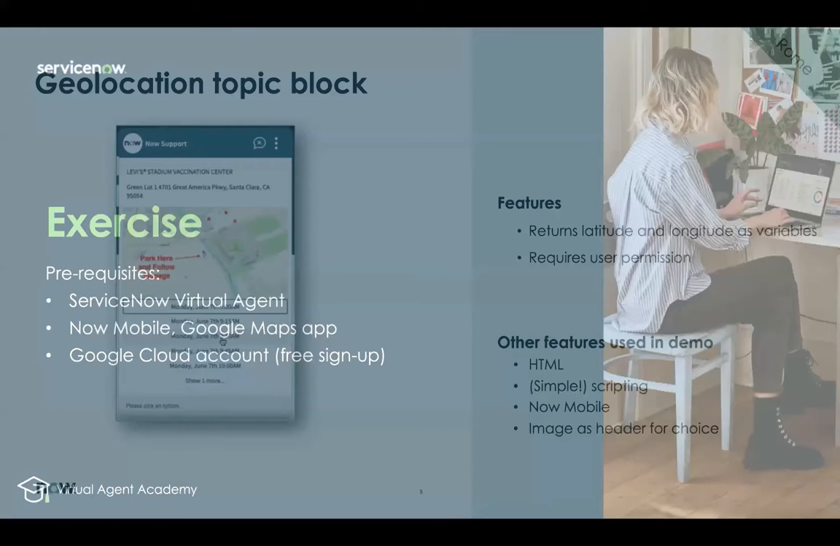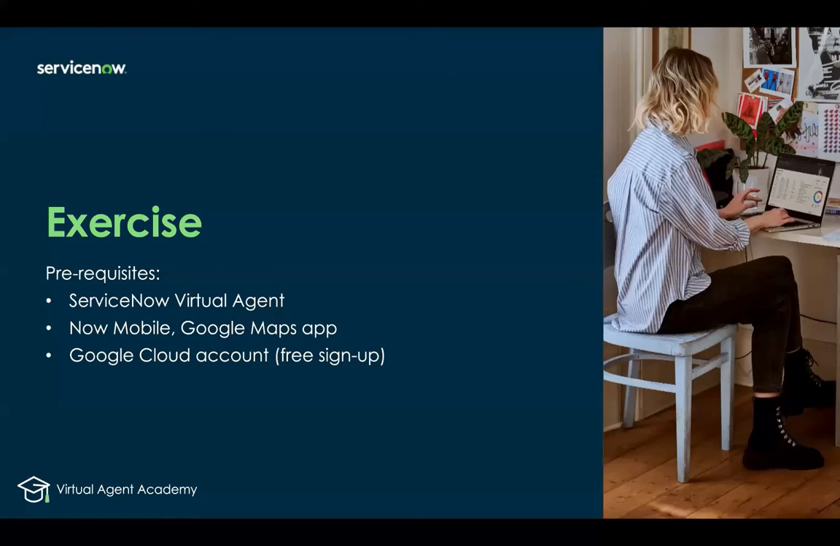Some prerequisites, obviously you need our virtual agent. If you want to demo this on mobile, you will need the Now mobile app, which you can download from the App Store. You will need the Google Maps app, which you can download again on the App Store. And you do need a Google Cloud account, which is free. And they give you a bunch of credits for like 6 months. And then even if after that expires, the API we use is free, I believe, which is the Google Maps API. So you'll see that in a moment as well. All right. So with that, let's get started.